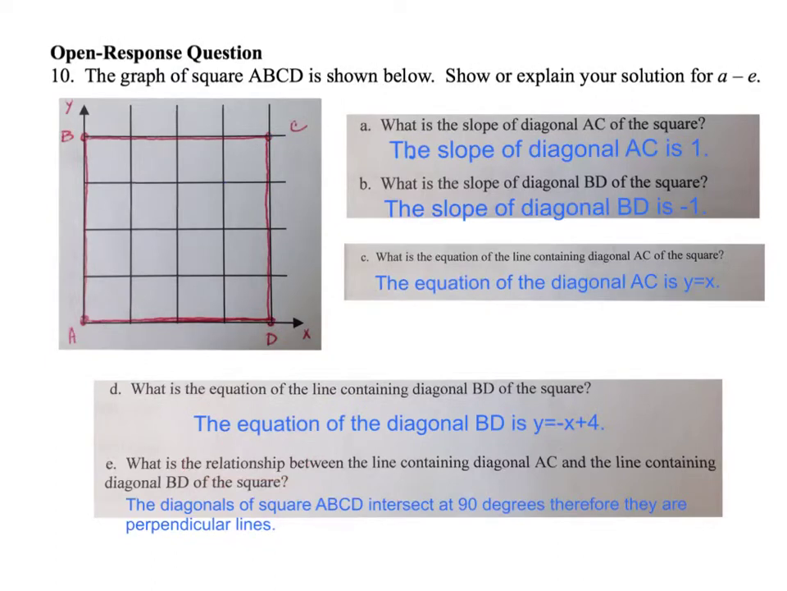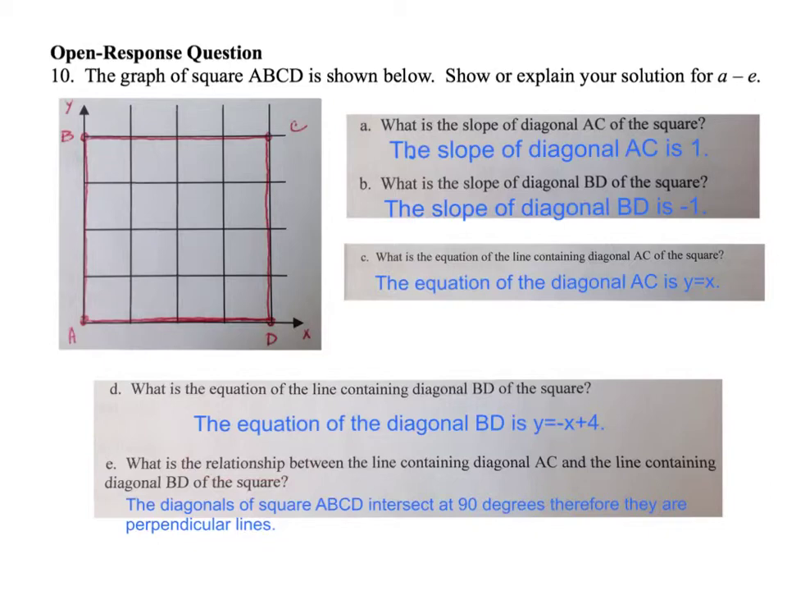So here are the final answers for your open response. A, what is the slope? The slope of the diagonal AC is 1. B, the slope of the diagonal BD is -1. C, the equation of the diagonal AC is y equals x. Remember, that's called a direct variation because it travels through the origin. D, the equation for diagonal BD is y equals -x plus 4. The plus 4 tells us that it intersects the y-axis at 4, and the negative slope tells us it's falling.